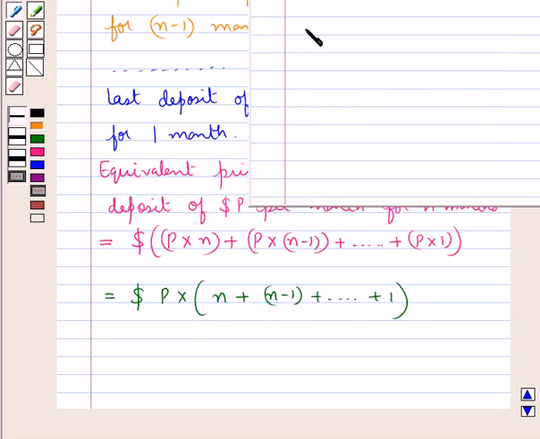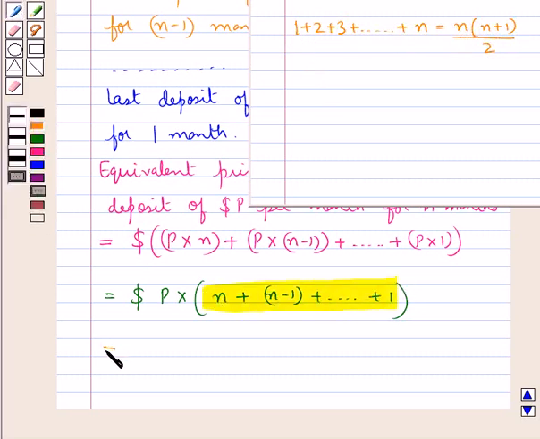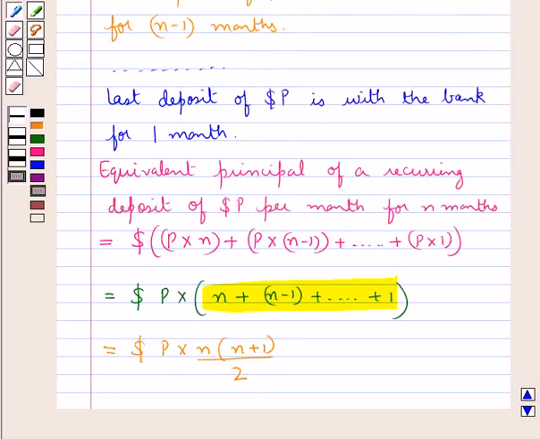Now the sum of the first n natural numbers, that is 1 plus 2 plus 3 plus and so on up to N, is equal to N into N plus 1 the whole upon 2. So this formula could be applied here, and so we get that this is equal to P into N into N plus 1 the whole upon 2 dollars. This would be the equivalent principle of a recurring deposit of P dollars per month for N months.